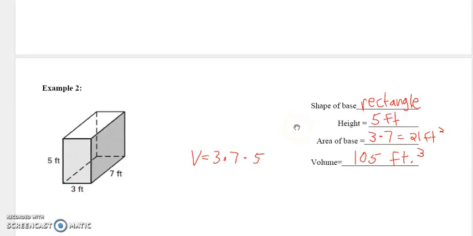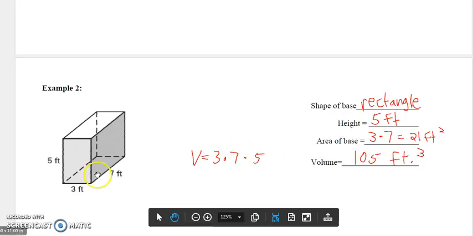Now, this is a prism. It's a rectangular prism. The bases are rectangles. We're going to use the bottom and the top, the floor and the ceiling, as our bases. So we're going to say the area of the base is, remember, base times height for a rectangle, 3 times 7. And then what's connecting the floor and the ceiling?